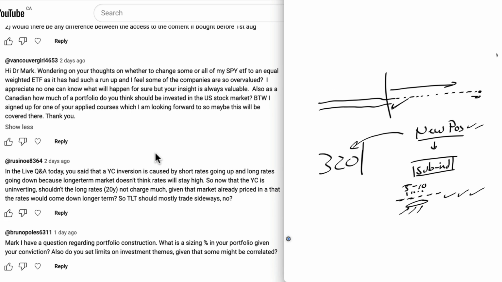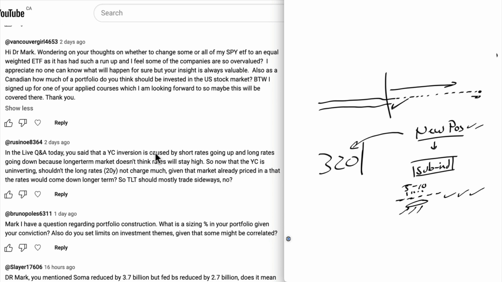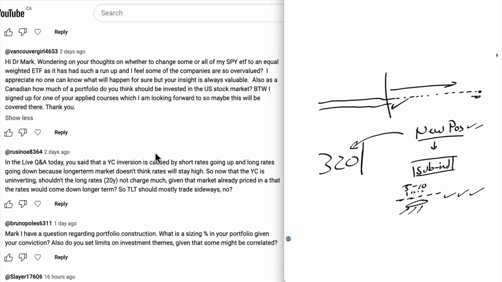I appreciate no one can know what will happen for sure, but your insight is always valuable. Also, as a Canadian, how much of a portfolio do you think should be invested in the U.S. stock market? I don't find the Canadian market that interesting to begin with. So for me, it's always been the majority, 80-90% in the U.S.